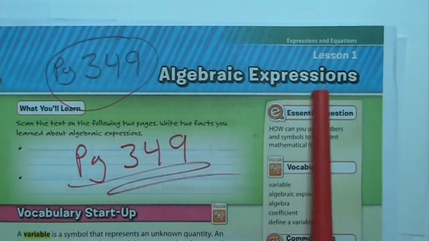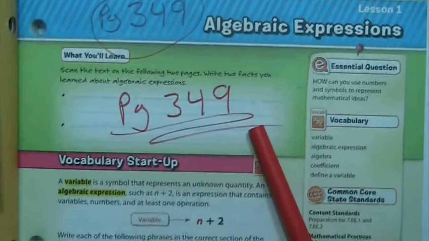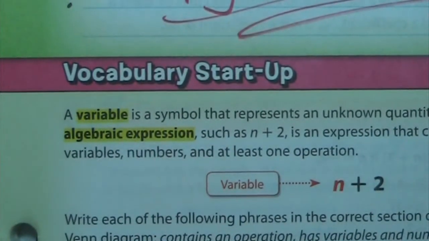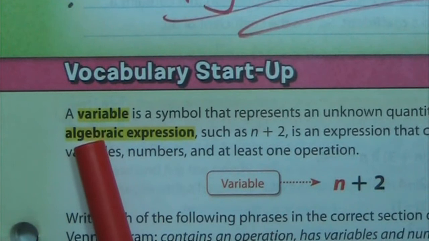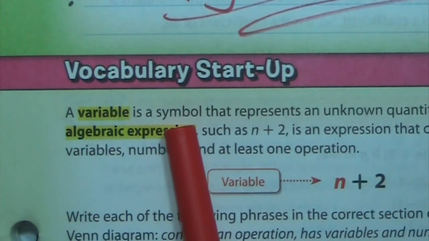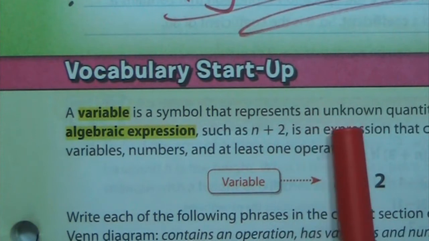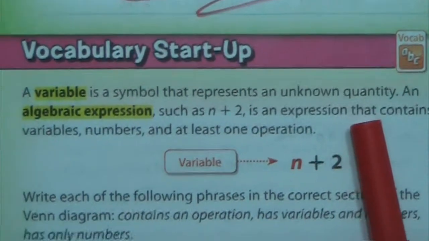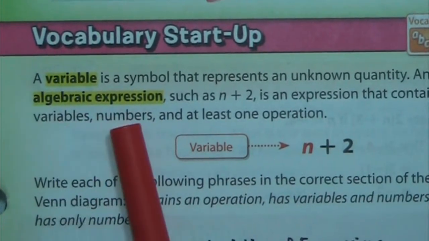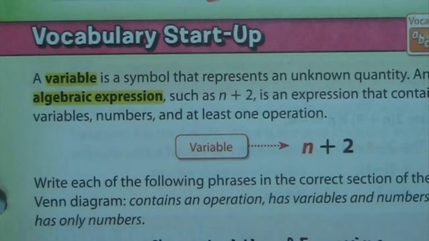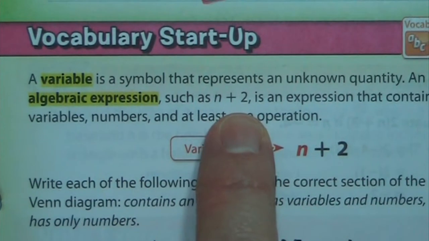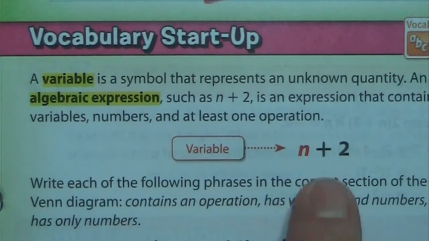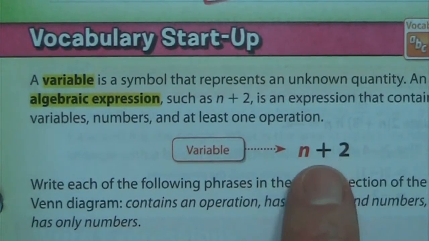Okay, so notice our title, Algebraic Expressions. Let's take a look at some of the vocabulary they have here. This is something you're very familiar with. For example, the word variable. A variable is basically just a symbol, most of the time a letter, that represents an unknown quantity, an unknown value. We also have algebraic expressions, such as n plus 2. That's an expression that contains variables, numbers, and at least one operation. It has to have an operation in there.